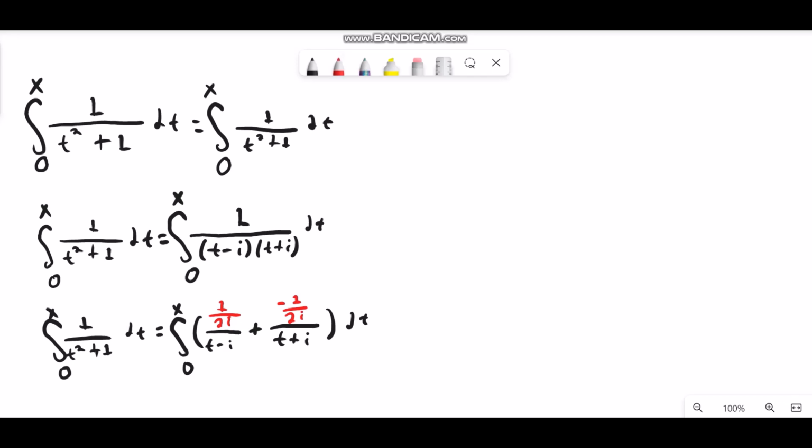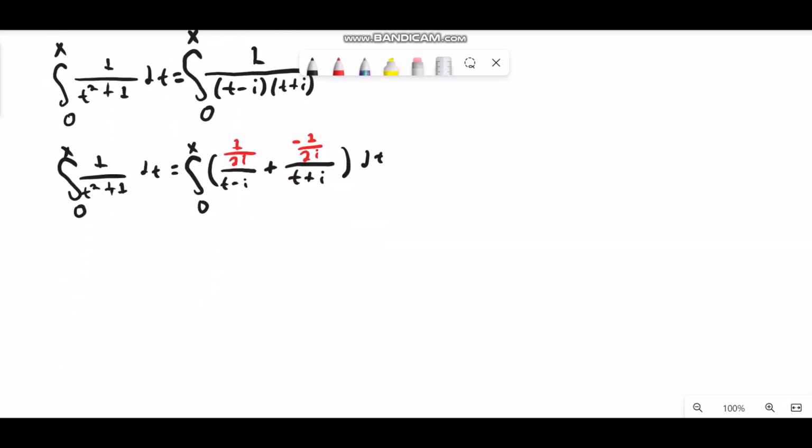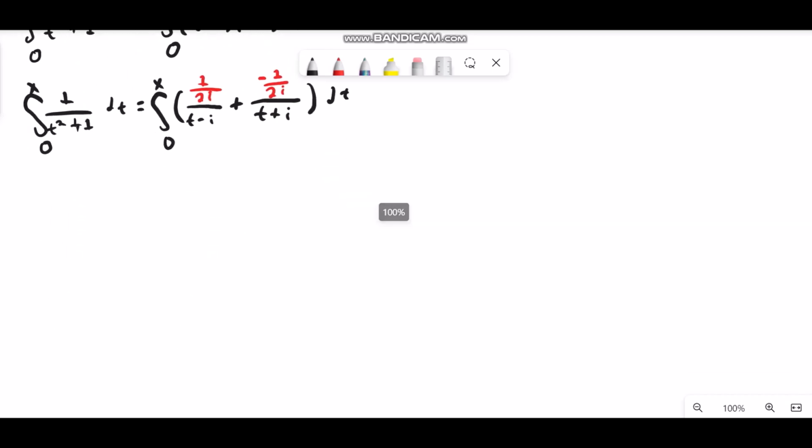Okay, now let's actually integrate. Let me get some more space here so we can do this. Okay, so now, on the left-hand side, we're going to use inverse tangent. We know that integrating 1 over t squared plus 1, we just get the inverse tangent of t. And again, this was a definite integral, so we're going to evaluate this from 0 to x.